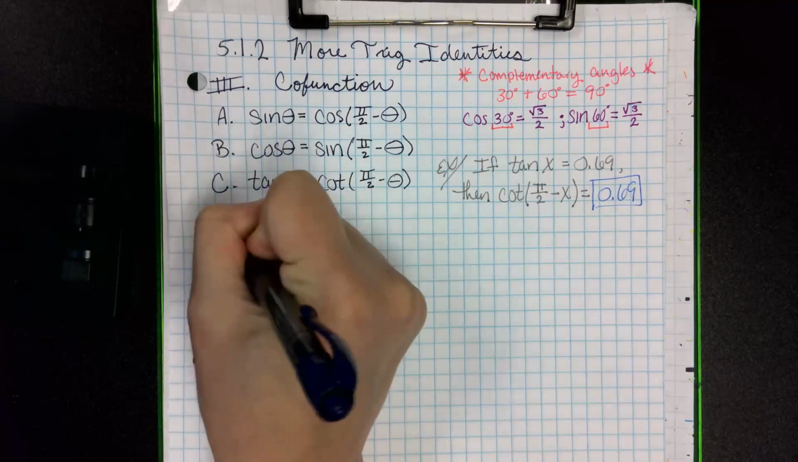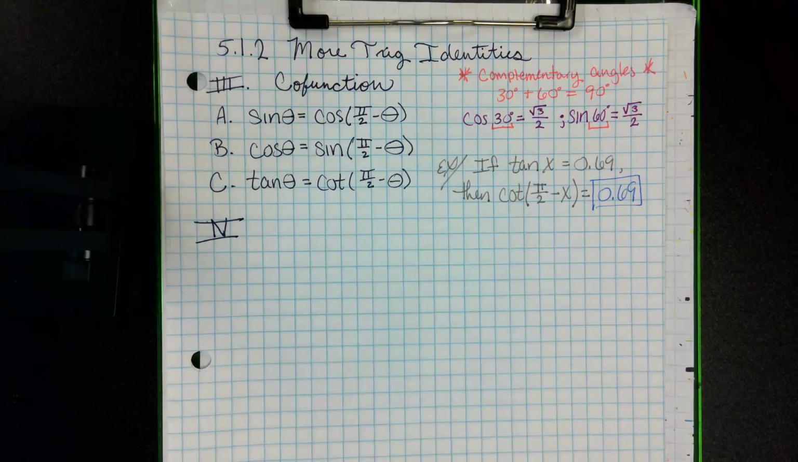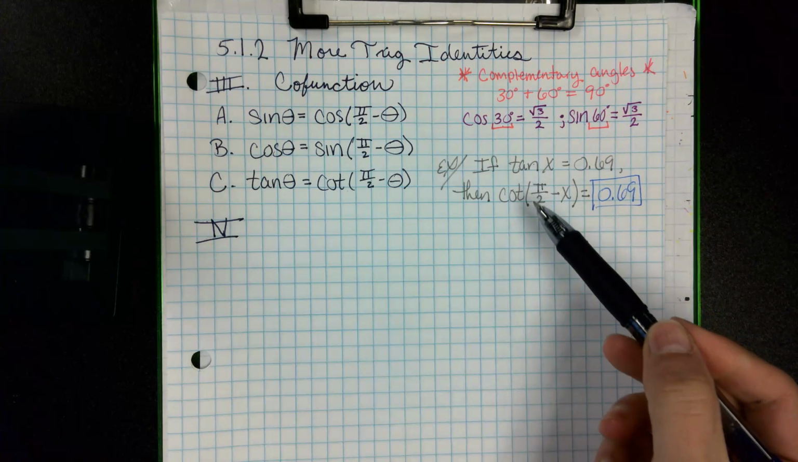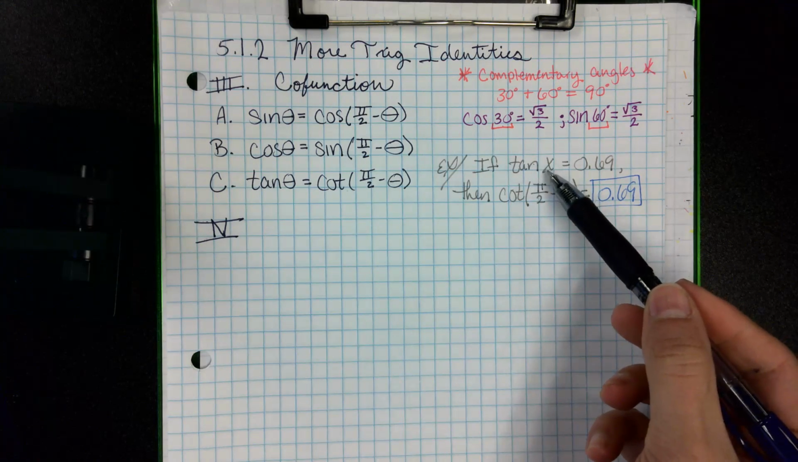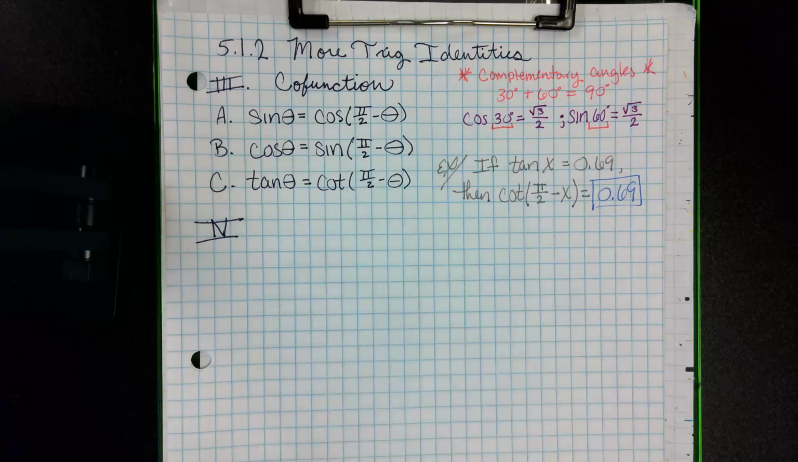Then why are we talking about them being complementary if they're the same? Tangent of an angle is equal to the cotangent of its complement. Okay, but the angle is different. Yeah, the angle is different, but you weren't asked for the angle. You were just given the value.